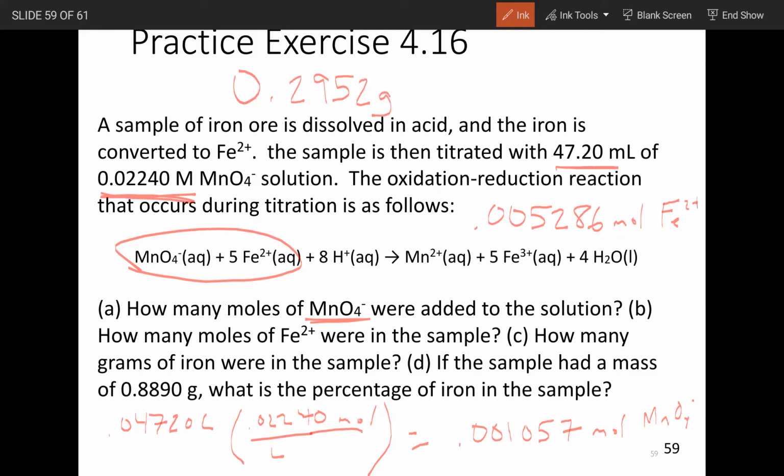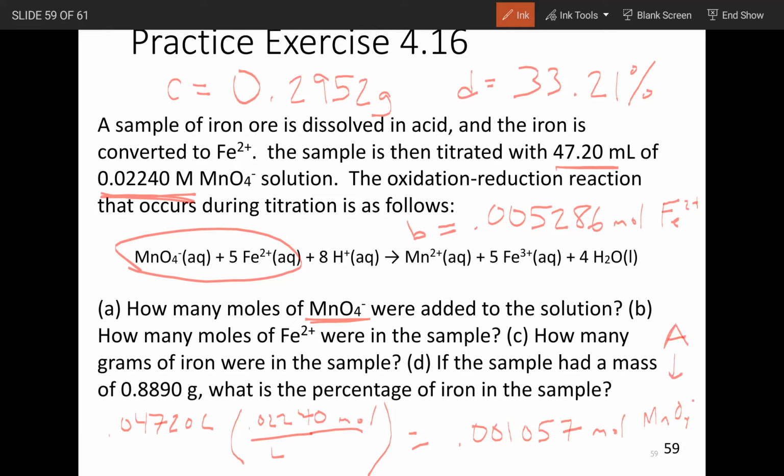And then with D, we can just take that amount and divide it by the total mass, so 0.8890, and multiply it by 100 to get a percentage. And what we'll see there is 33.21%. So we've got C is equal to that, D is equal there, B is equal to that, and then we've got A at the bottom here.